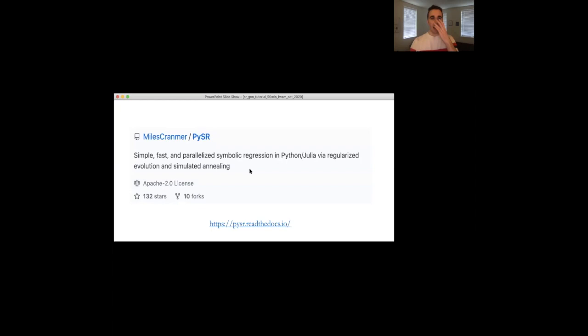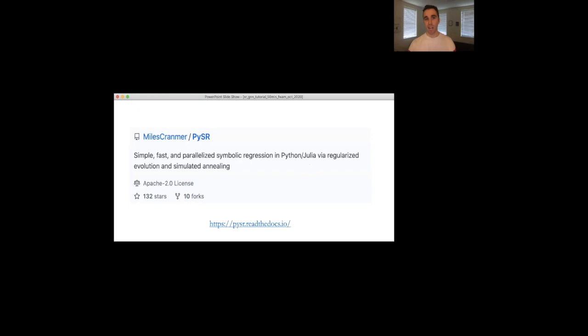I wrote this package called PySR, and that's what I'll be giving the demo in later. It's written with a Python front end and a Julia back end. It's a simple implementation of regularized evolution with some other optimization algorithms. It's pretty fast and it's parallelizable.